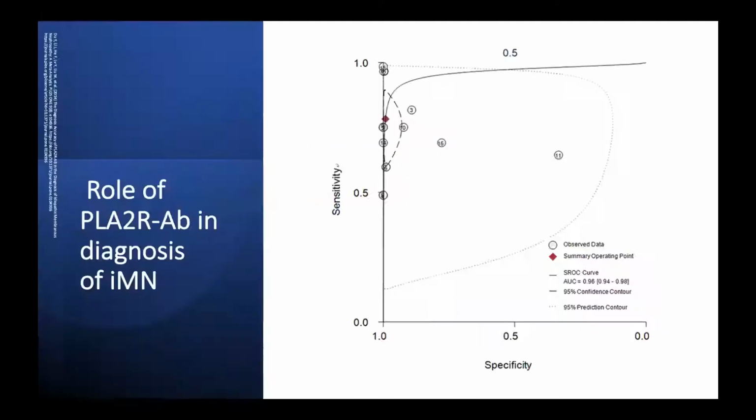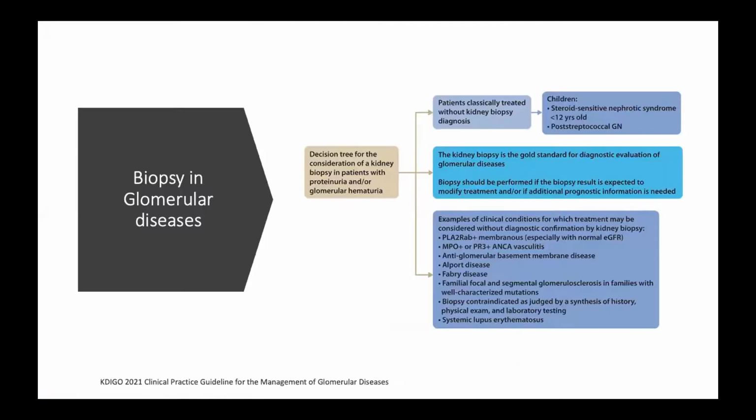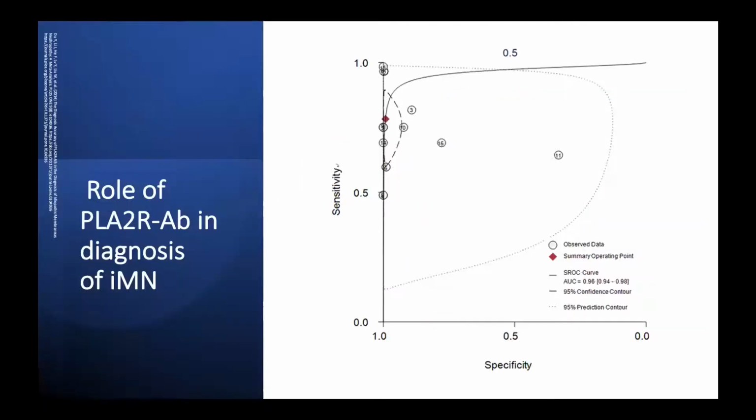So if you look at the evidence behind recommending this, this is the ROC curve, which was showing area under the curve of about 96%. That is pretty much comparable with kidney biopsy. But the caveat here is that this is applicable only when the patient has no secondary causes of membranous nephropathy and his renal function is normal. That applies to this patient.